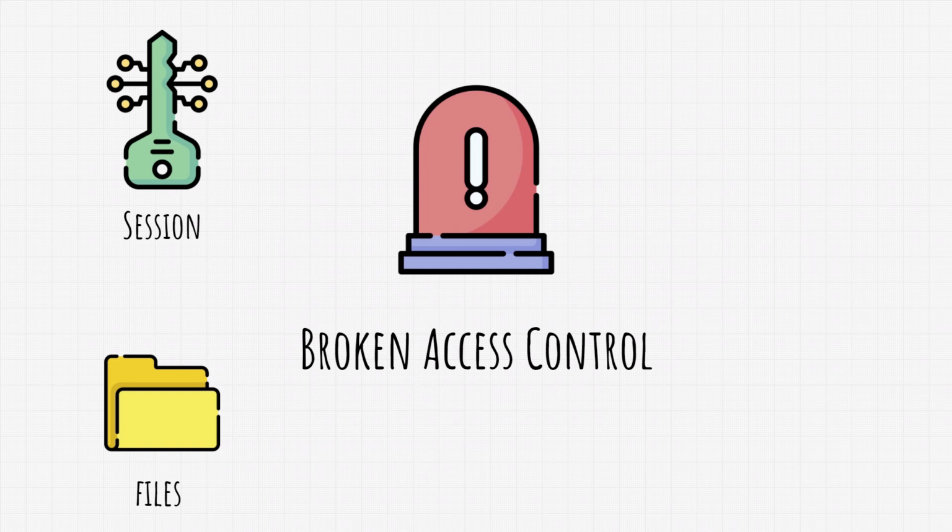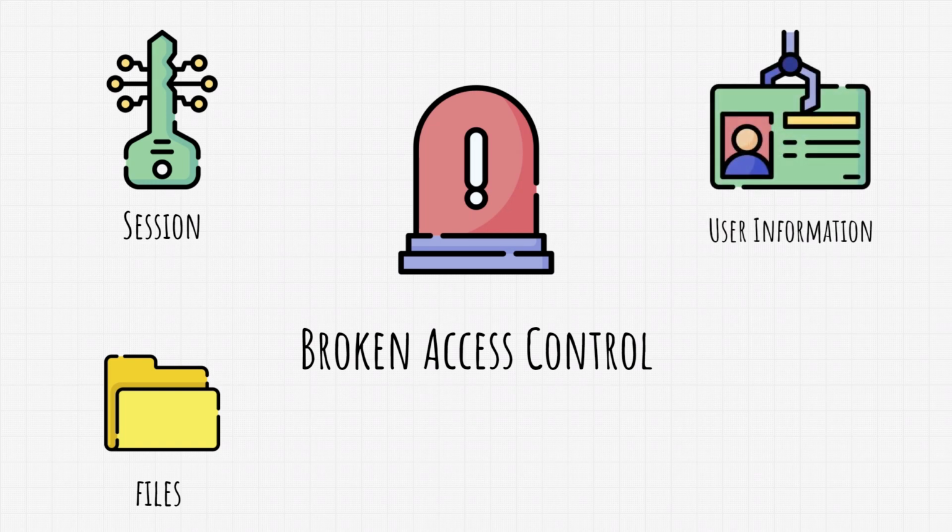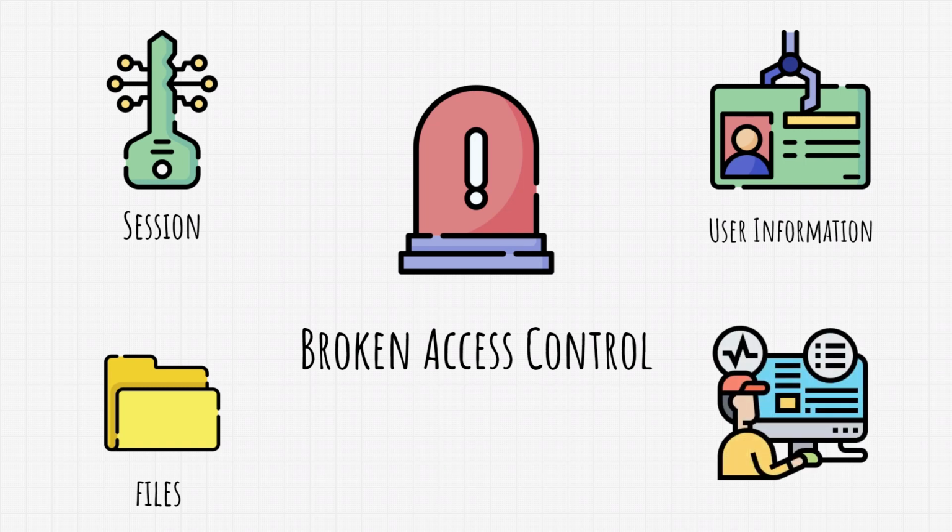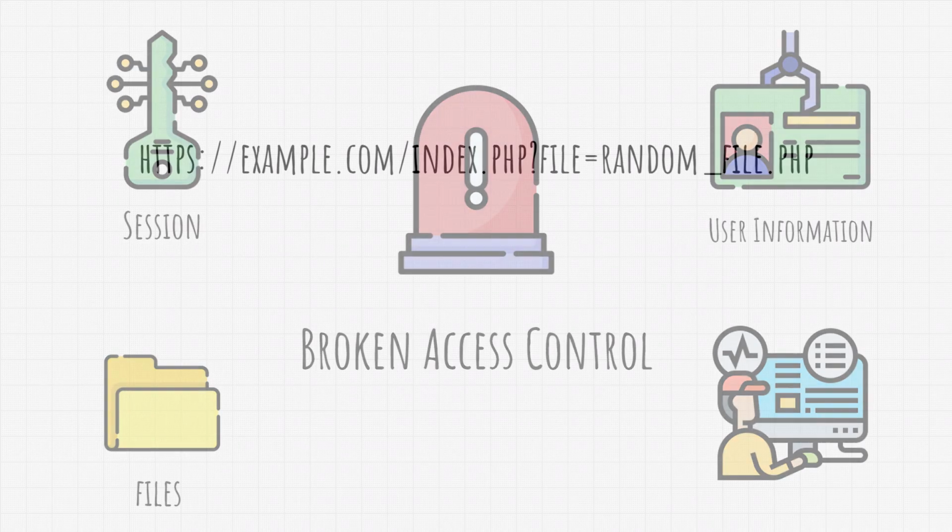Besides different files, it might also allow us to see other users' information. Now, all of this is once again due to developers' mistakes. If the access control is not implemented properly, then you might have a broken access control vulnerability. And it could look something like this.